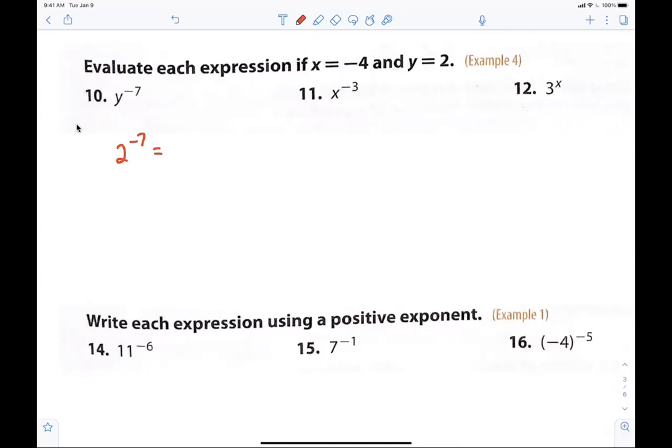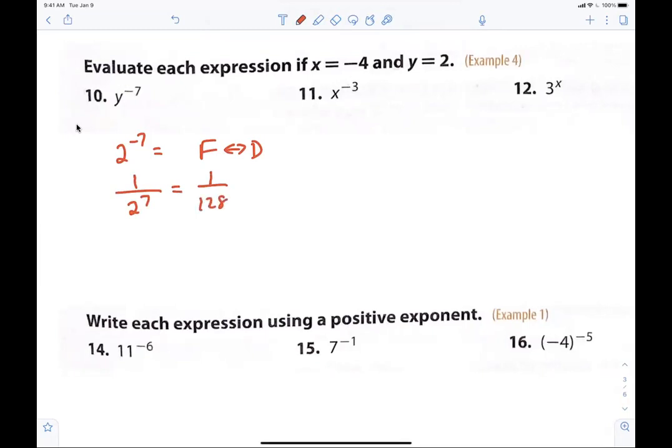2, then you hit the caret button. And then you do -7. And what does it say? Now I want to change it to a fraction. Second, and then the FD button. Fraction to decimal. Yes. 1 over 2 to the 7th, which is the same as 1 over 128.